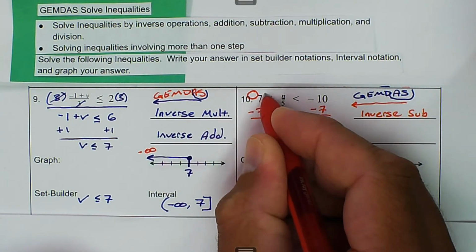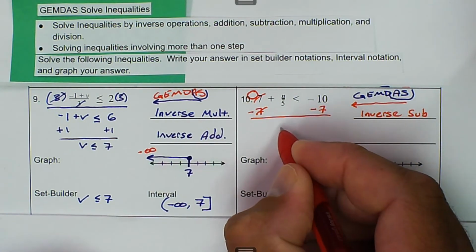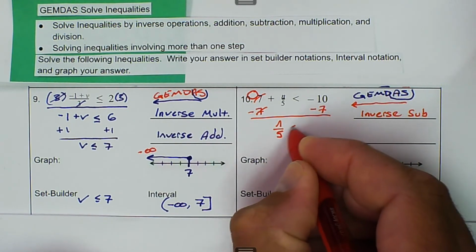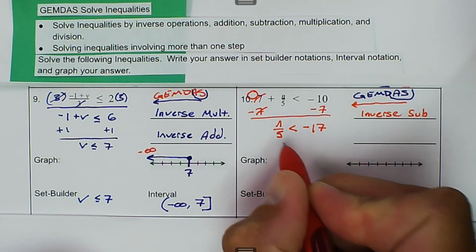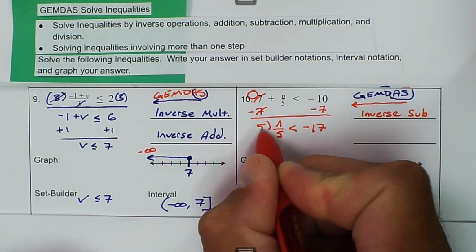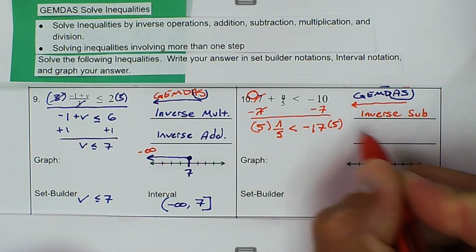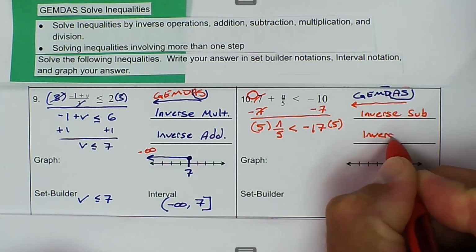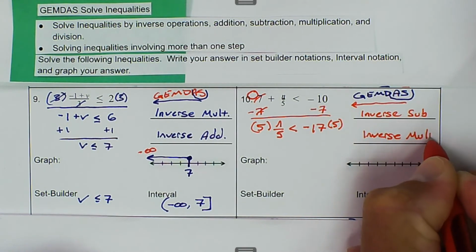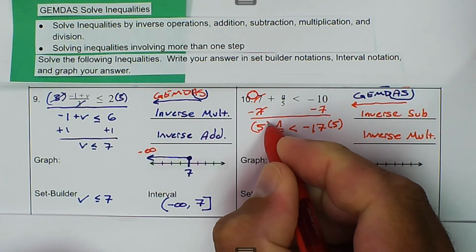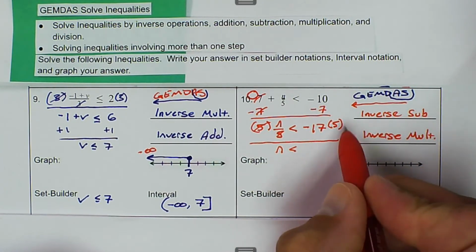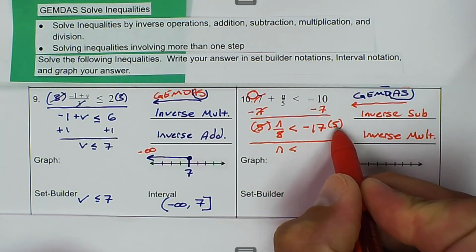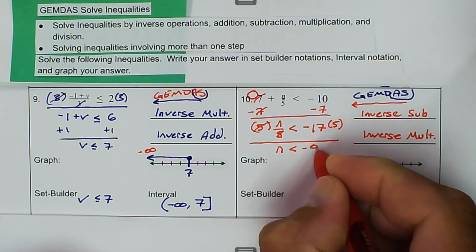And then the positive 7 and -7 cancel, and we're left with n over 5 is less than -17. We have division, so we have to multiply. So we multiply both sides by 5. That's inverse multiply. And so the 5 and the 5 cancel, and we're left with n is less than 10 times 5 is 50, 7 times 5 is 35, so that's -85.